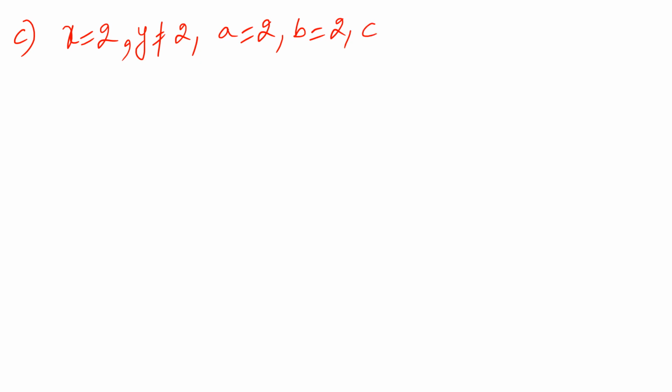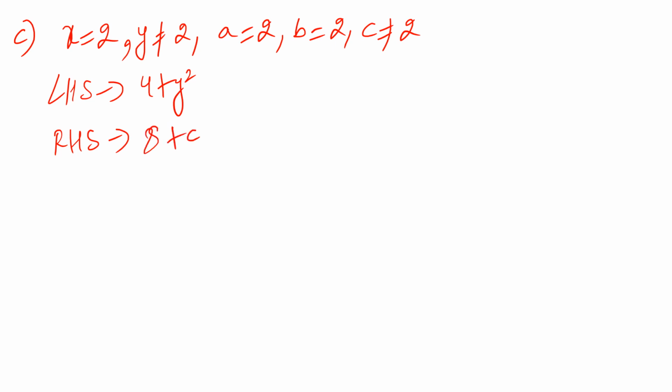Now students, this is the third subcase of the main case, and that is when one of the variables on the left hand side, suppose X is equal to 2, and two variables on the right hand side, suppose A and B, are equal to 2. Because we have to cover all the possible cases. Now left hand side becomes 4 plus Y square and right hand side becomes 8 plus C square, right? Now if I want to make both of them equal to each other, then I must get Y square minus C square equal to 4.